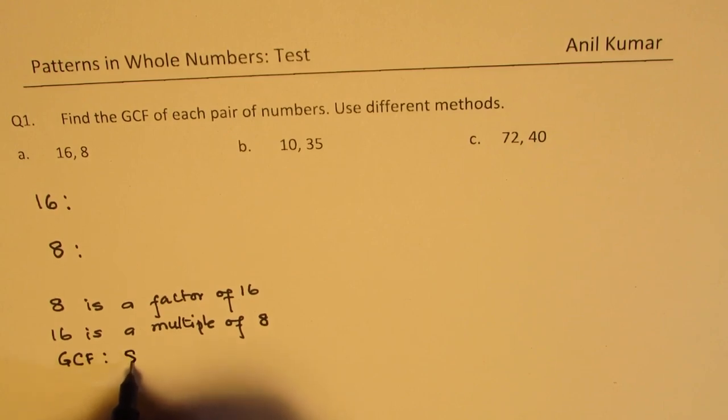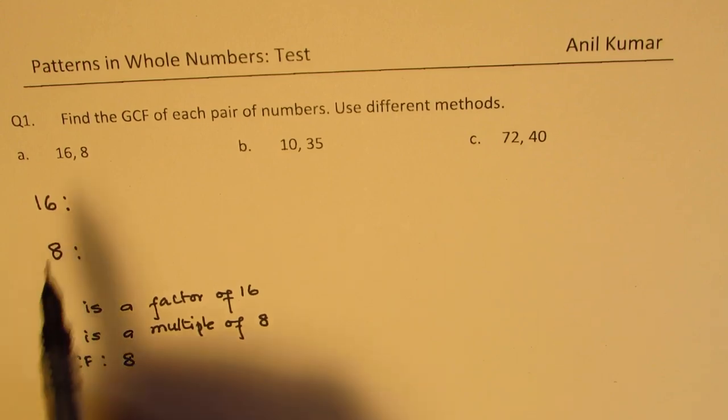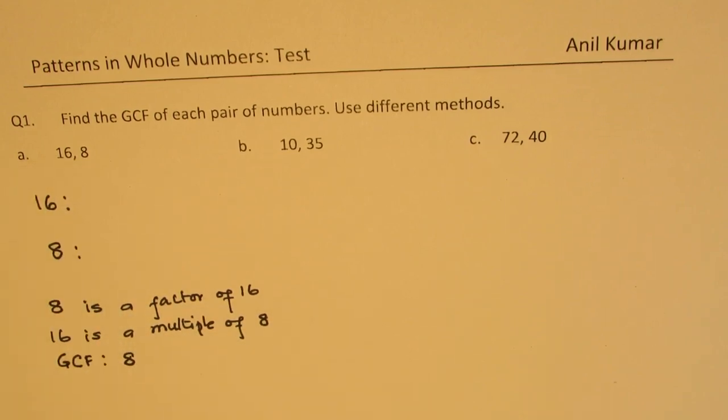So in this case, for sure, the greatest common factor should be what? It has to be 8, right? Greatest common factor. Factors are smaller numbers, right? So we have our answer 8, since 8 is a factor of 16 itself, right? So that is one way of doing it.